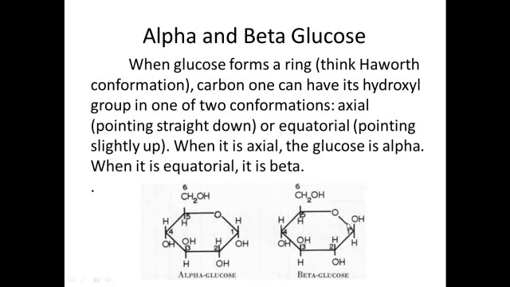Because of that subtle difference, your body is able to digest alpha glucose. We're able to go through hydrolysis and break down alpha glucose molecules. Beta glucose molecule is found in things like cellulose, and your body is not able to break down cellulose. You're not able to go through hydrolysis with cellulose and break it apart. So we can't digest beta glucose polymers. We can digest alpha glucose polymers. You can digest starch all you want. You can't digest plant cell walls.